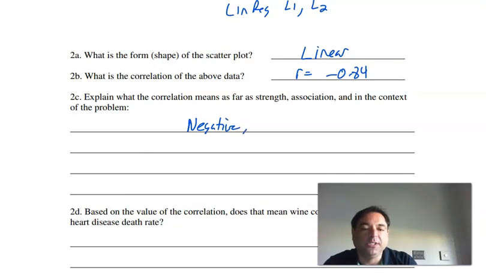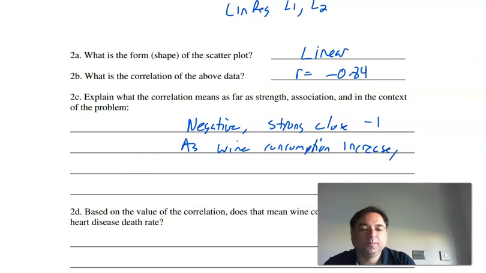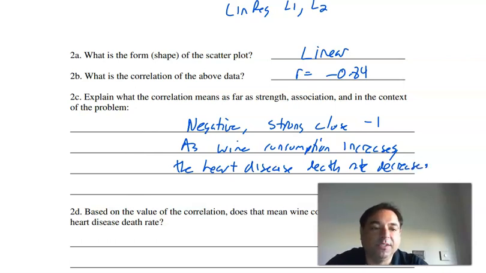Also, notice the correlation, we're going to say it's strong because it's close to negative 1. And if we look at the negative strong relationship, what are we saying? We're saying as wine consumption increases, the heart disease death rate decreases. Now, remember, we're saying that's what appears to happen.